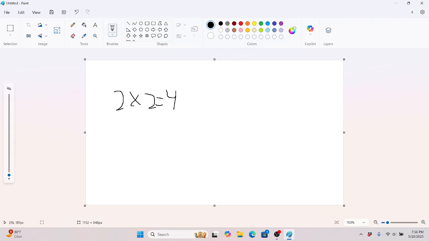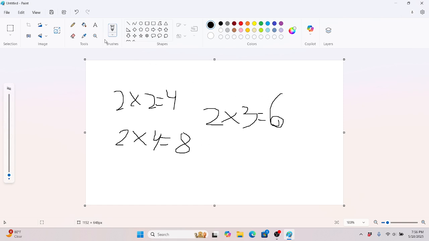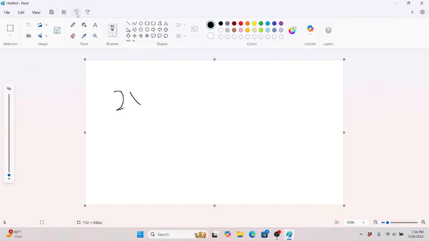It's just addition. You have your number, and then times is how many times you have to add that number to itself. Then 2 times 4 equals 8, because 2, 4, 6, 8. Then let's say this is a higher number: 2 times 3 equals, you know that 2 times 4 is 8, so minus 2 is 6. It's just an easy way to do the numbers.